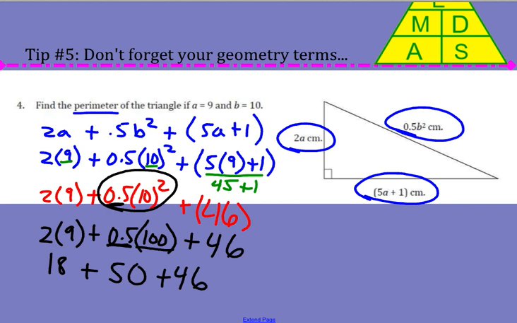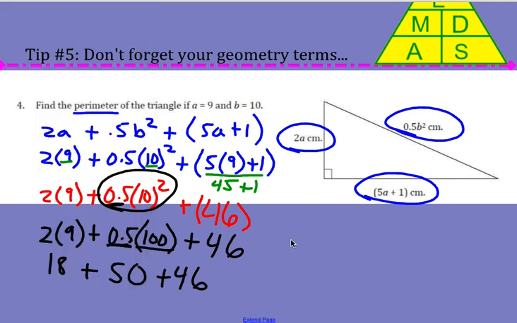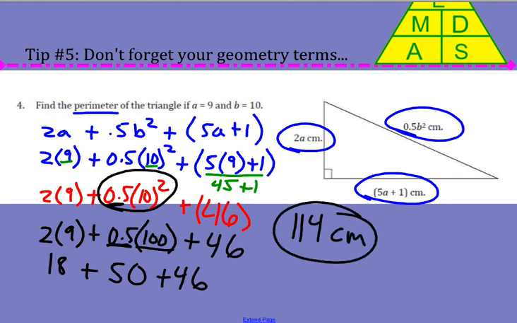So adding all those up, let me see if I can pull my calculator up here without making a mistake. We basically have 18 plus 50 plus 46. And enter. 114. So perimeter, 114 centimeters. Okay, good. Moving on.